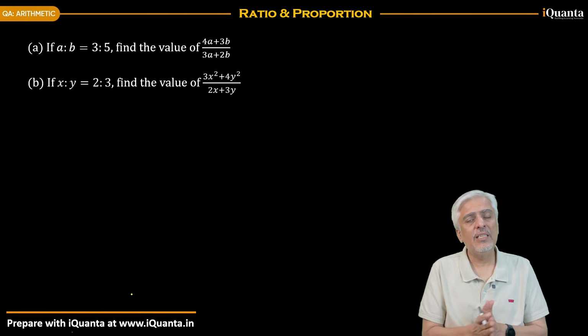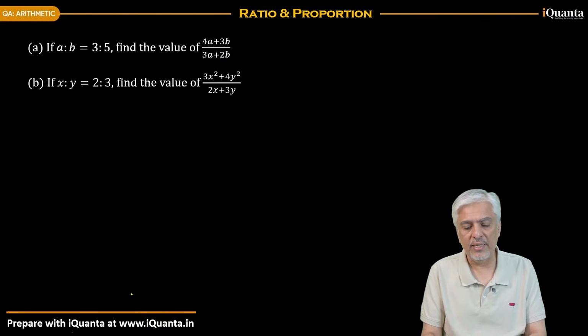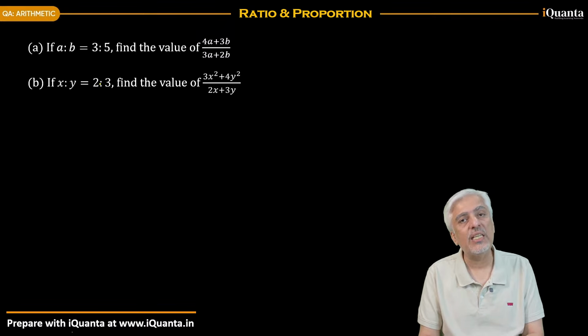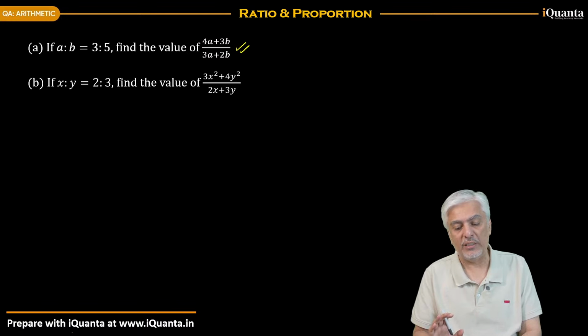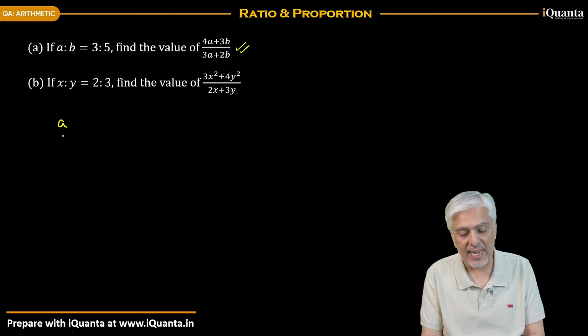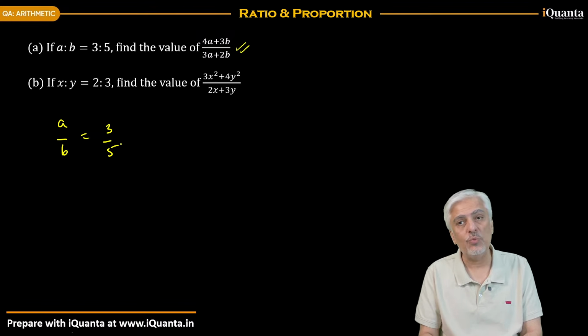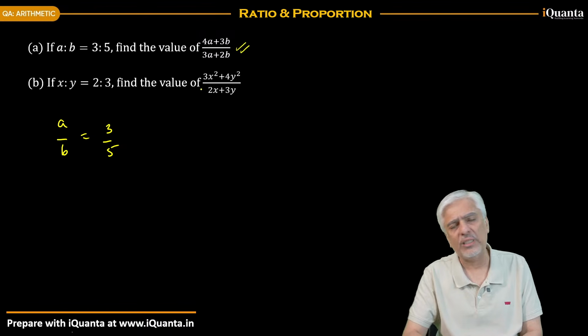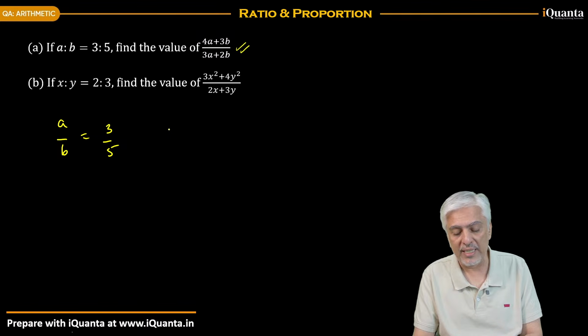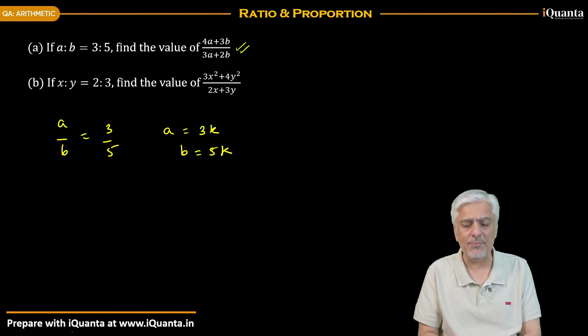Let's go ahead. How do you look at such questions? If A ratio B is 3 is to 5, find the ratio of 4A plus 3B upon 3A plus 2B. Foolproof method we'll understand. When I say A ratio B is 3 by 5, the best way to do this would be whatever they've asked you to find. You say let A is equal to 3K and B is equal to 5K or 3x, 5x, same thing.